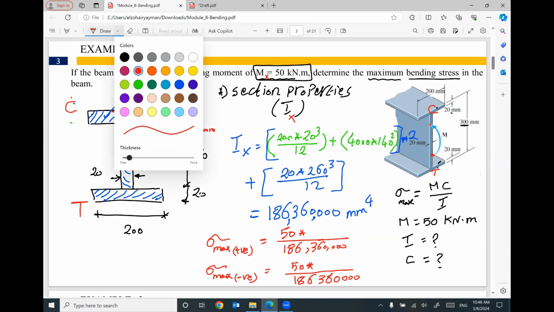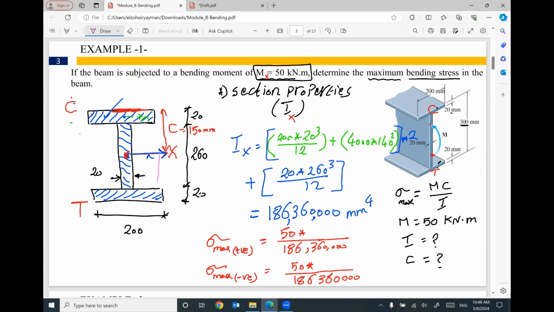I think the distance C between the x-axis and the extreme fiber at the bottom will also be 150 millimeter. So if you would like to figure out the maximum tensile stress at the bottom, you have to multiply this moment by 150. This is the distance between the neutral axis, the x-axis or the centroid, and the extreme fiber at the bottom. If you would like to figure out the maximum compressive stress, I will multiply also by distance C equal 150 between the neutral axis and the extreme fiber at the top.